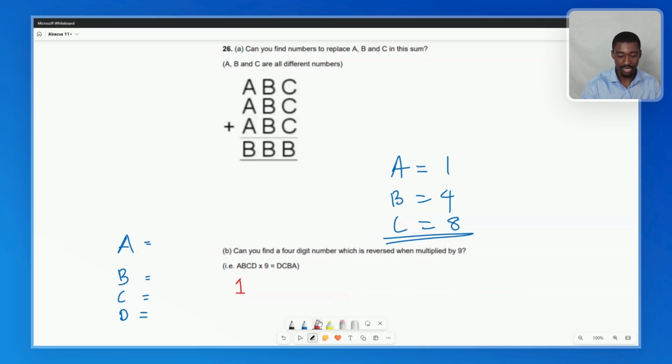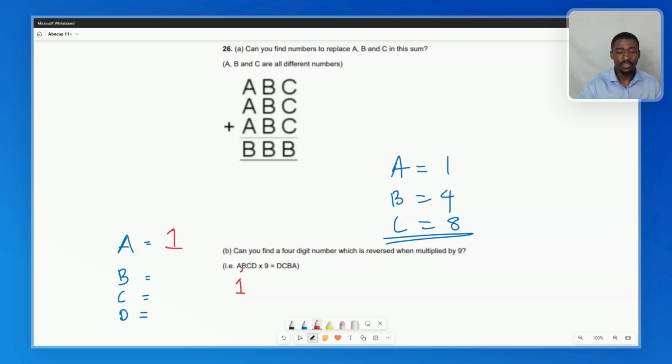The same thing goes for any number 2 or above. And of course, it can't be 0 because that would no longer be a 4-digit number. So using our logic and the constraints of the question, A has to be 1. That's useful.